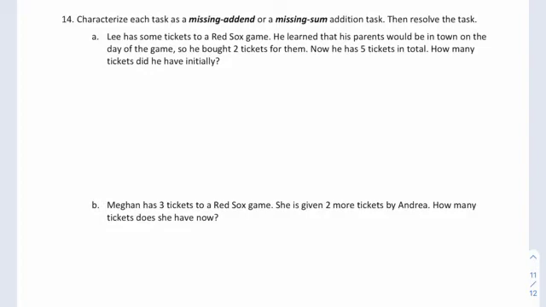Lee has some tickets to a Red Sox game. He learned that his parents would be in town on the day of the game, so he bought 2 tickets for them. Now he has 5 tickets in total. How many tickets did he initially have? All right, so whatever Lee had, you can put a question mark for how much he had. You know that he added 2 to his total amount, and now he has a total of 5. So this I would characterize as a missing addend addition task. And then, of course, we know that the answer is 3.